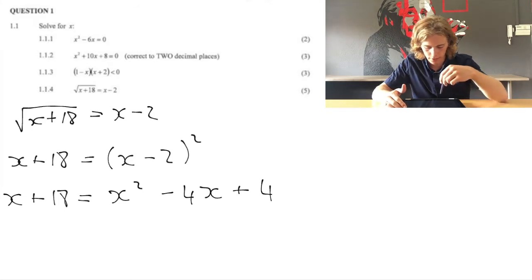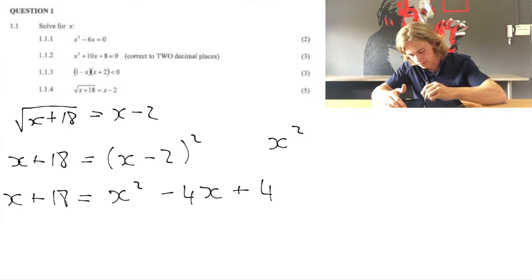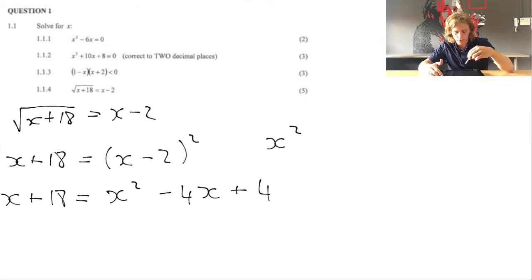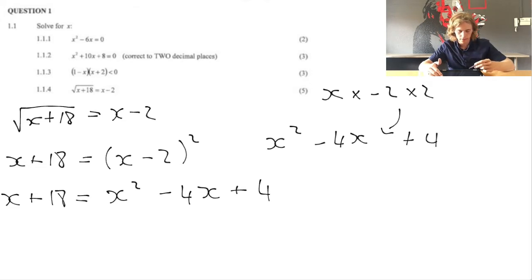And the reason how I got that is that you square the first term, which is going to give us an x squared, and then you're going to times the two terms, the x and the negative 2 together, and then times it by 2. So you're going to have negative 4x because we have an x times negative 2 times 2. And then we're going to square the last term. So it's negative 2 times negative 2, and it's going to go plus 4. So that's how we get that part.